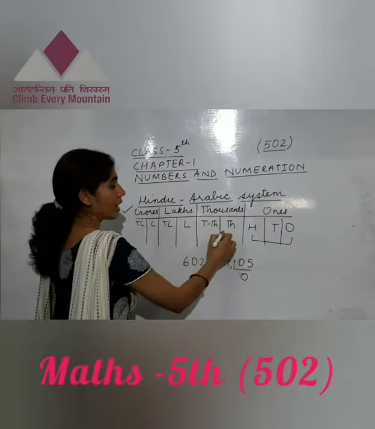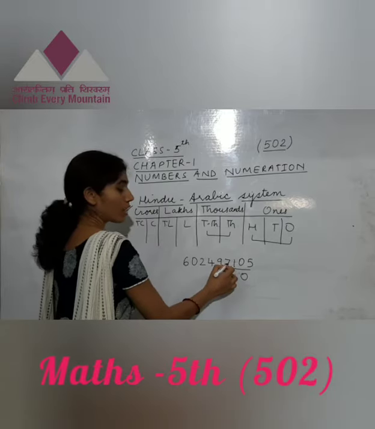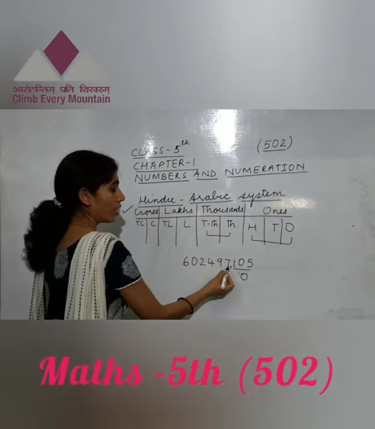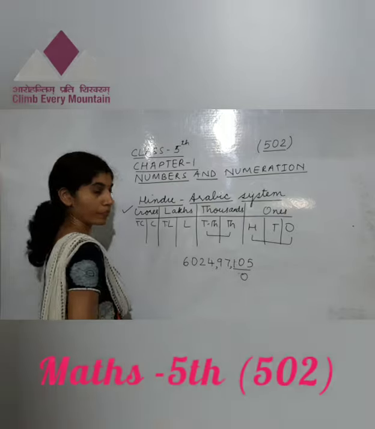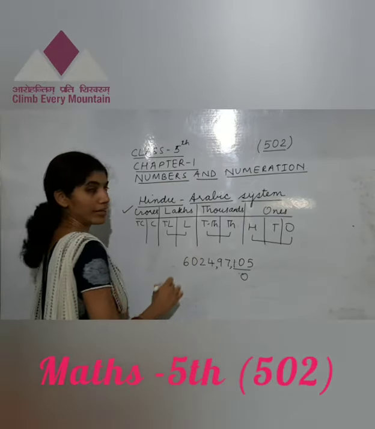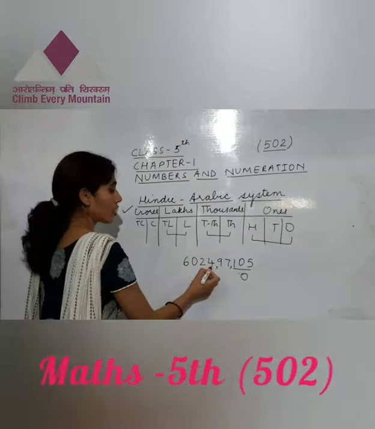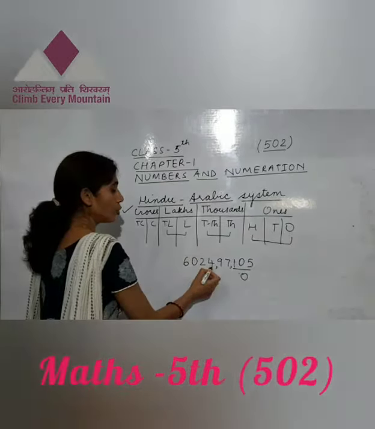Then the second period has 2 places. So we will count now 2 places only. 1, 2 and put a comma. Again this lakhs period also has 2 places. So we will count 2 places. 1, 2 and put a comma. And then again 2 places are left.